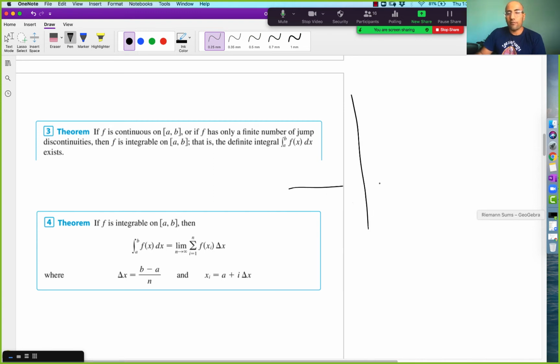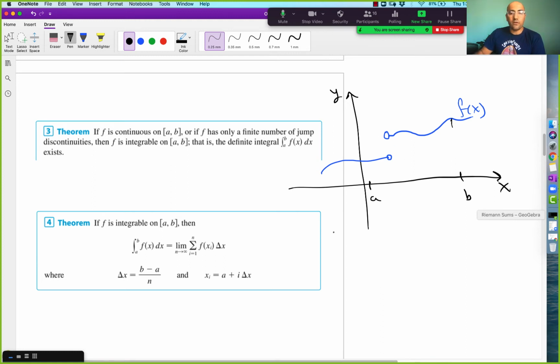So if we have our function, here's our x-axis, here's our y-axis. So if we have our function do this, like say it does that and it jumps to here, like this. And we want to integrate from a to b. This is guaranteeing that we do have an answer, right? The area underneath the curve does have a solution.